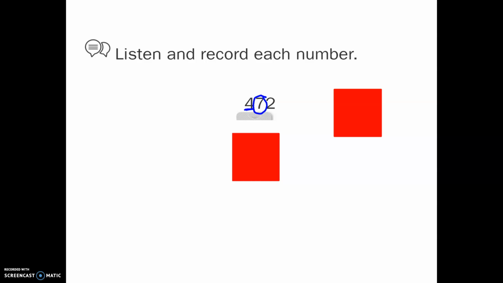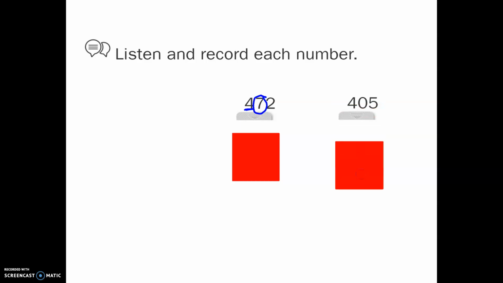Write down the number 405. 405 looks like this. Underline the digit in the tens place. The 0 is in the tens place. The value of that digit is 0. Circle the number in the ones place. The 5 is in the ones place. The value of that 5 is 5. Circle the number in the hundreds place. It's 4. The value of that 4 isn't 4. The value of that 4 is 400 because it is in the hundreds place. Erase those numbers.